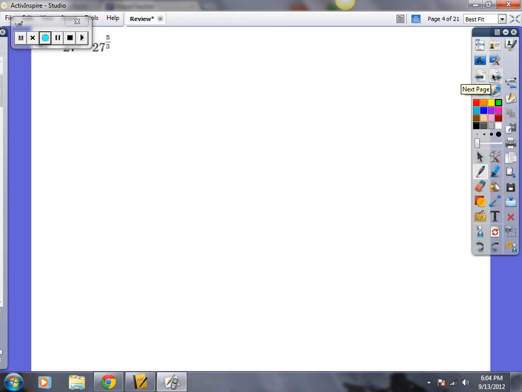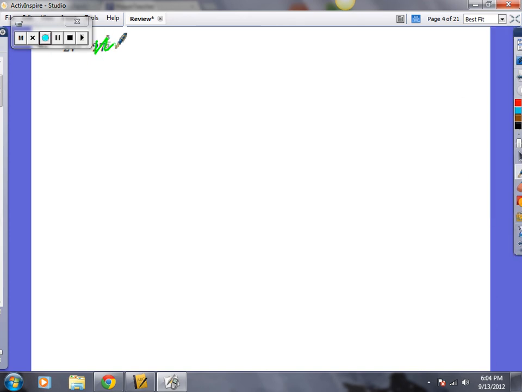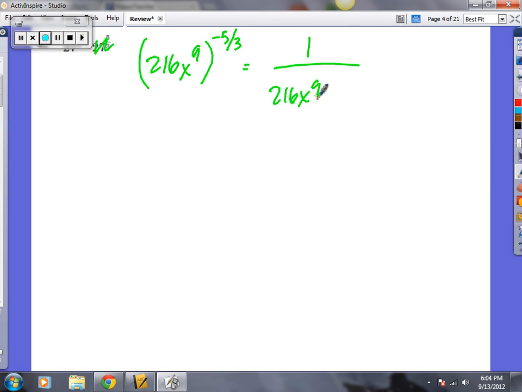Number 4. Okay, number 4. Let's swap this one out for 216 x to the 9th. Now let's do a hard one. Let's raise it to the negative 5/3 power. Alright, so what should bug you is that negative exponent. So move number 1, let's take it to the bottom. You're going to have 1 over 216 x to the 9th, all of that raised to the 5/3.